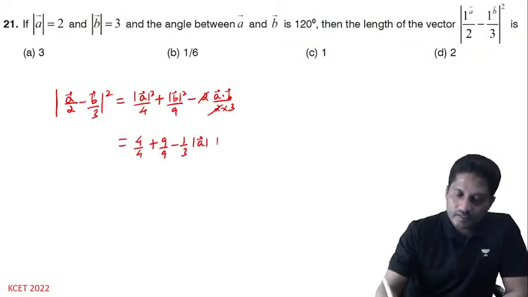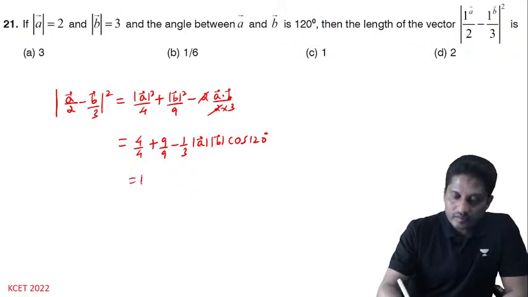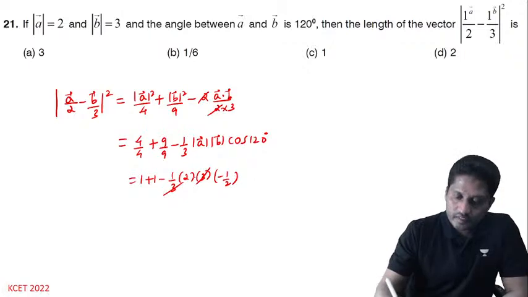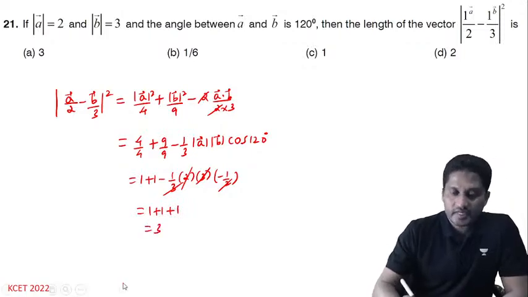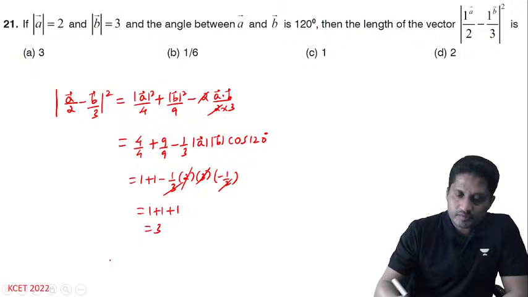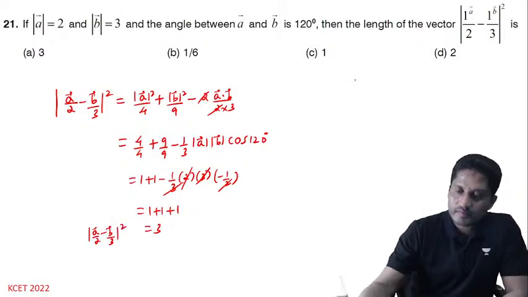Then you get mod a into mod b into cos 120. So this is 1 plus 1 minus 1 upon 3. Modulus of a is 2, modulus of b is 3, cos 120 is minus half. Okay, 2 cancels 2. You will get 1 plus 1, minus and minus is plus, 1 by 3. So if you take the square out, that's what I'm supposed to find out: modulus of a by 2 minus modulus of b by 3, the whole square. Answer will be plus 3.